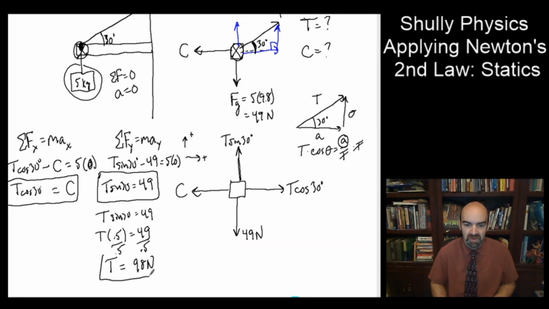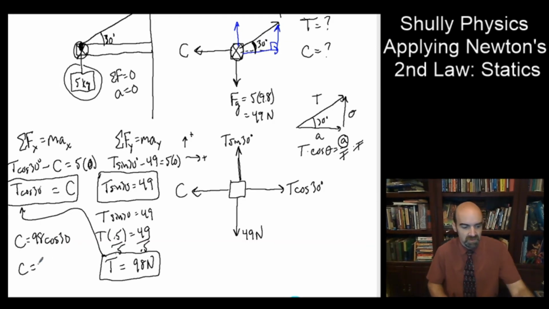So I have one of my targets, and I'm ready to plug that in right up here to get my other target, to get C. So C is 98 cosine 30. I'm plugging in T, 98. All right, I calculate that as quickly as possible.